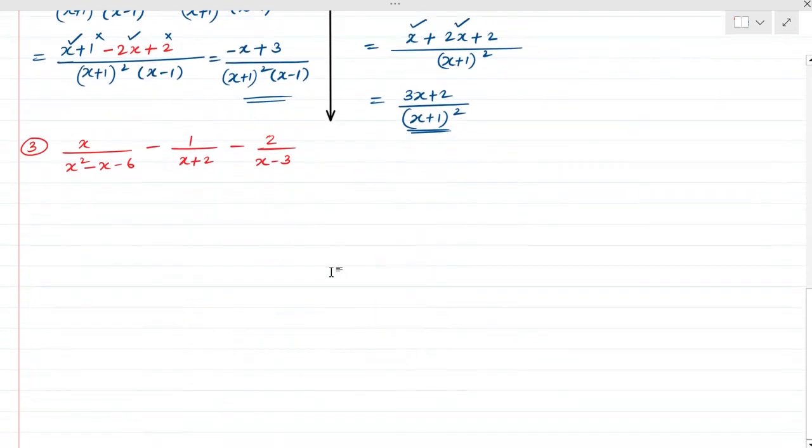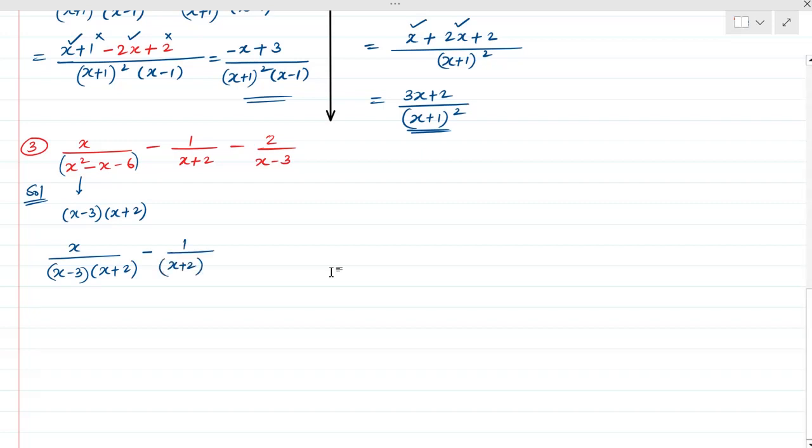Now the last problem. So here we have this one square term. First you have to break this one into factors. So how will you factor this part? We already know how to solve this one as a factor. So this is x minus 3, x plus 2 as the factors. Now the question I can write as x over x minus 3 x plus 2. This is the second term, 1 over x plus 2, and then the third term, 2 over x minus 3. So these are the terms you will have.